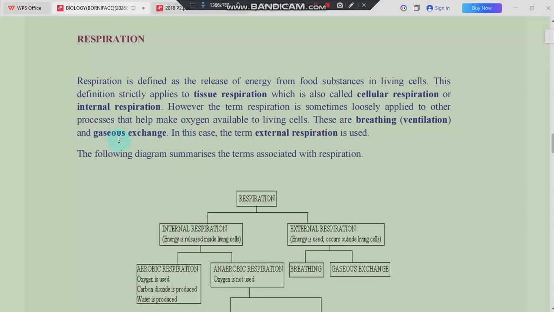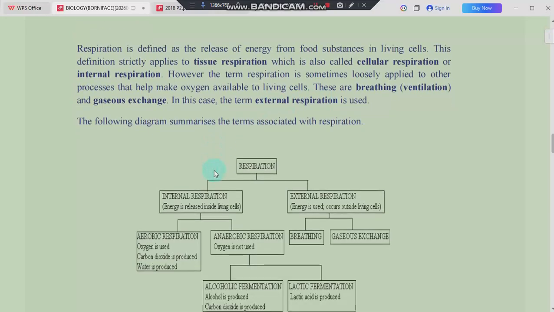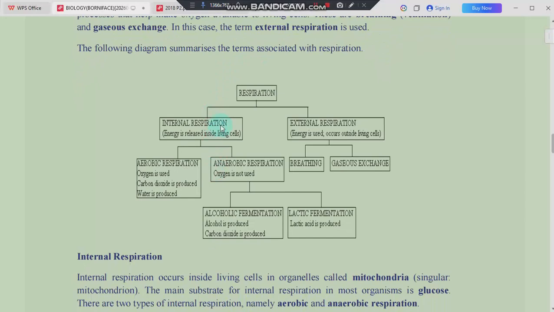Whenever we deal with gaseous exchange and breathing, we need to know that we are dealing with external respiration. But when we deal with the release of energy from food substances in living cells, we deal with internal respiration, which is also called tissue respiration or cellular respiration. So let's move on to this quick summary, which is showing us a breakdown.